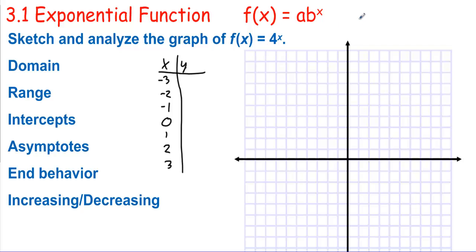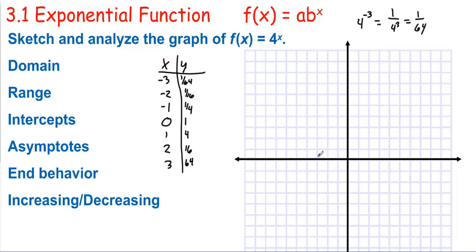When we plug -3 in, we really have 4 to the -3, which is equal to 1 over 4 to the third, which is equal to 1 over 64. When we do the same process, we get 1 over 16, then we get 1/4. Anything to the 0 power is 1. Then we have 4, 16, and 64.